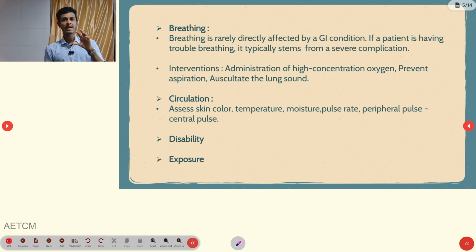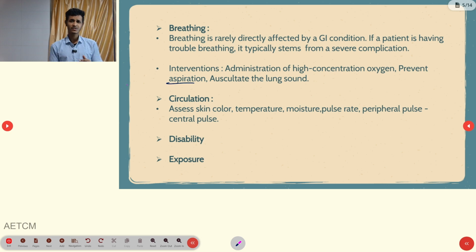So it's like we told, aspiration. If the person has any respiratory distress, that may complicate the case. So that is one of the things. In this case, as an intervention, you have to administer a high concentration of oxygen and then prevent aspiration. How can we prevent the aspiration?